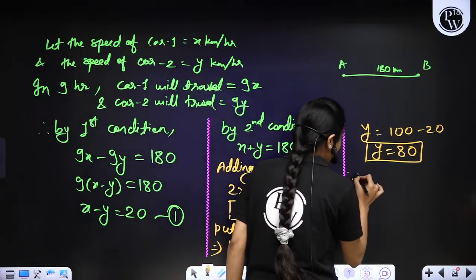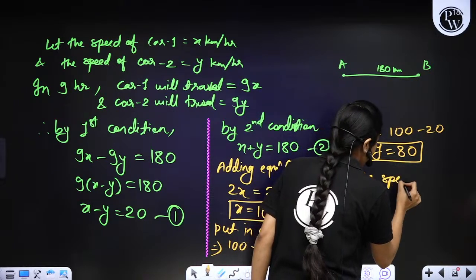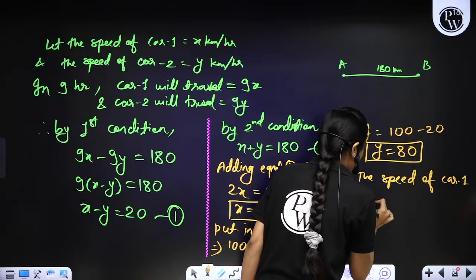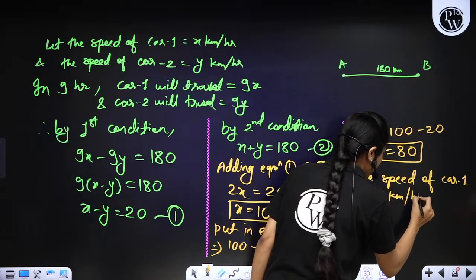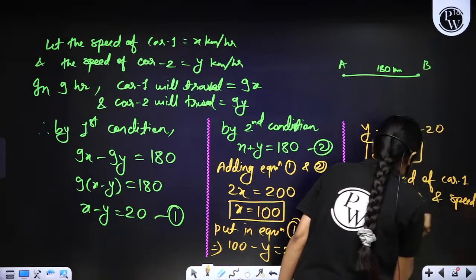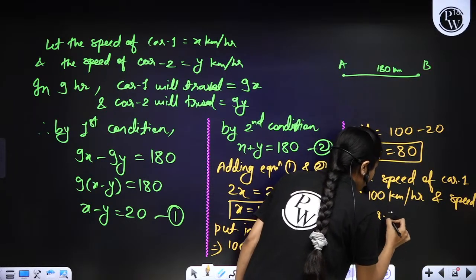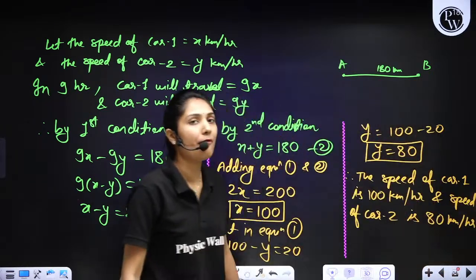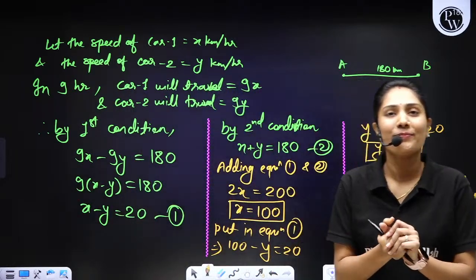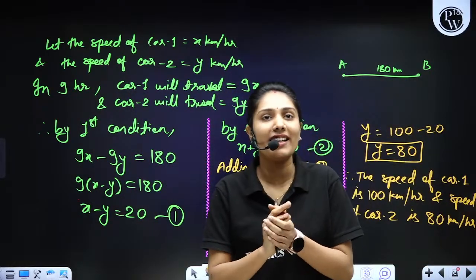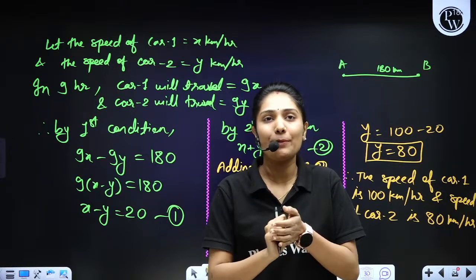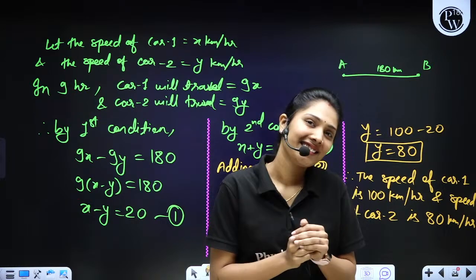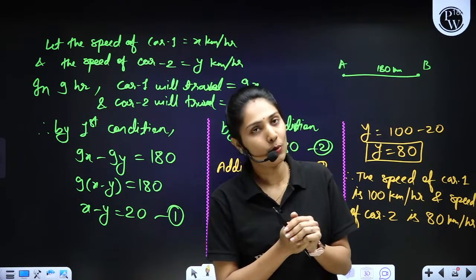Therefore, the speed of car 1 is 100 kilometers per hour and the speed of car 2 is 80 kilometers per hour. This is our final answer. Okay, beta? Is that clear? Yes, absolutely correct, beta.